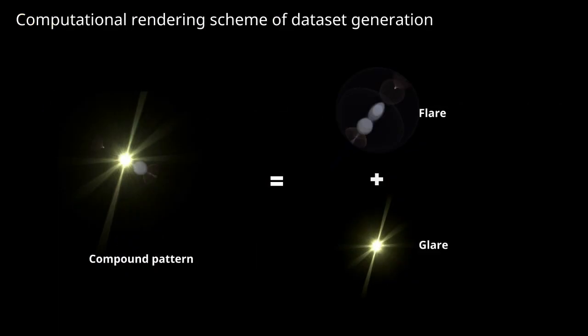Our dataset is generated through a physically based computational rendering scheme. A compound pattern is synthesized by combining two key components, flare and glare. By integrating these effects, PBFG produces realistic, physically accurate compound artifacts seen in real cameras.